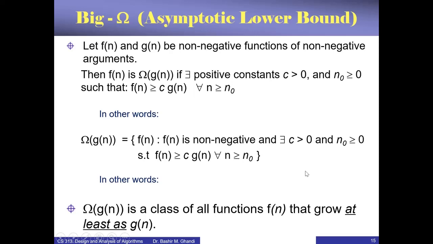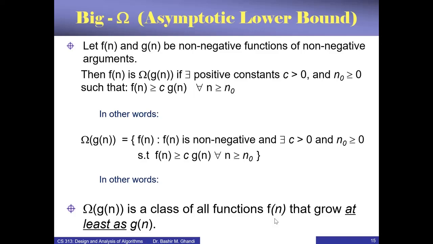In other words, to make it even simpler, the set big omega of g(n) is a class of all functions f(n) that grow at least as g(n). They grow at least as g(n). This is the point. So they grow either like g(n) or faster than g(n), but not slower than g(n). This is the idea.